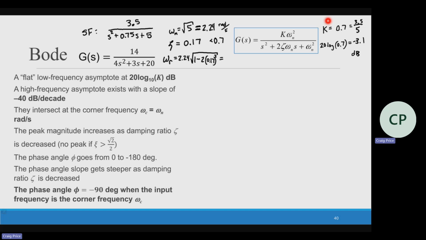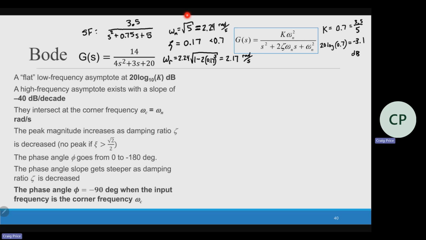This is going to be less than the natural frequency. It's going to be slightly different. That's what we want to calculate. We'll do that real fast. It's probably still in the 2s because damping's pretty low. 2.17 radians per second. This is where the peak is going to occur.